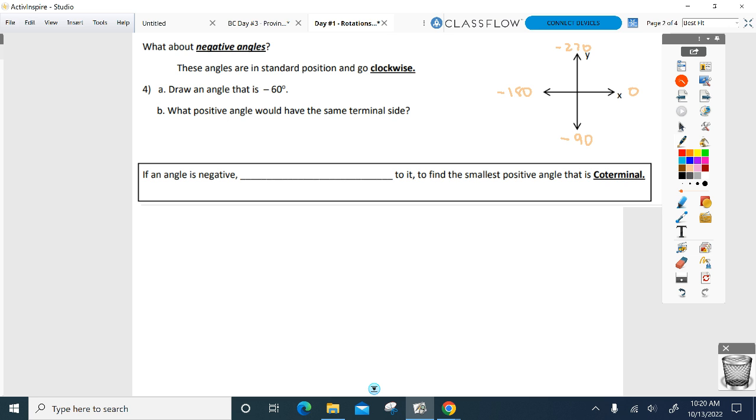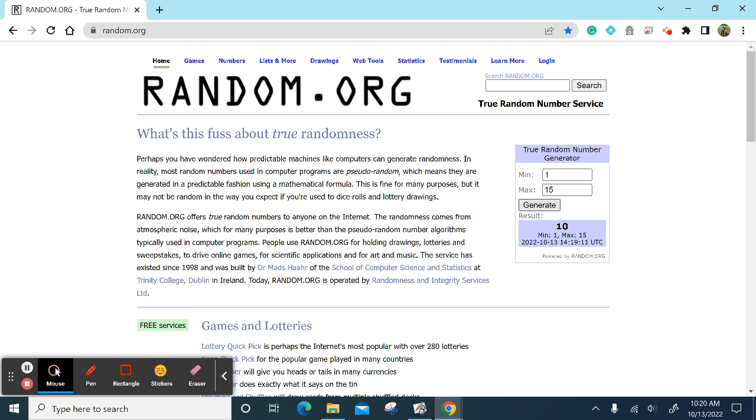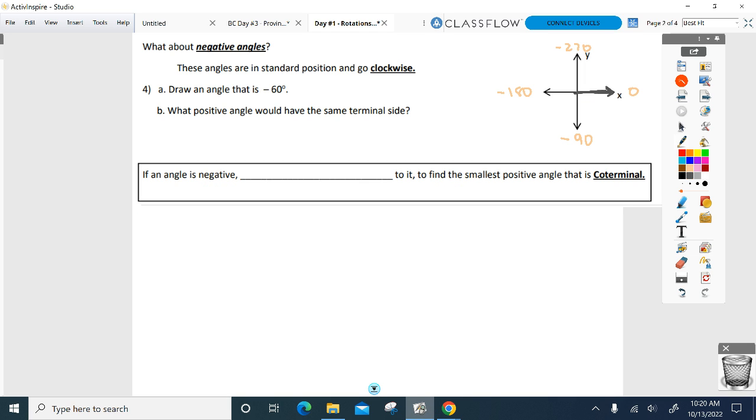Draw an angle of negative 60 now. The rules don't change. It starts on the x-axis. What quadrant should negative 60 be in then? Negative 60, where does it fall? Quadrant 4. Closer to 0 or negative 90? Negative 90. Good job. So make it closer to negative 90.